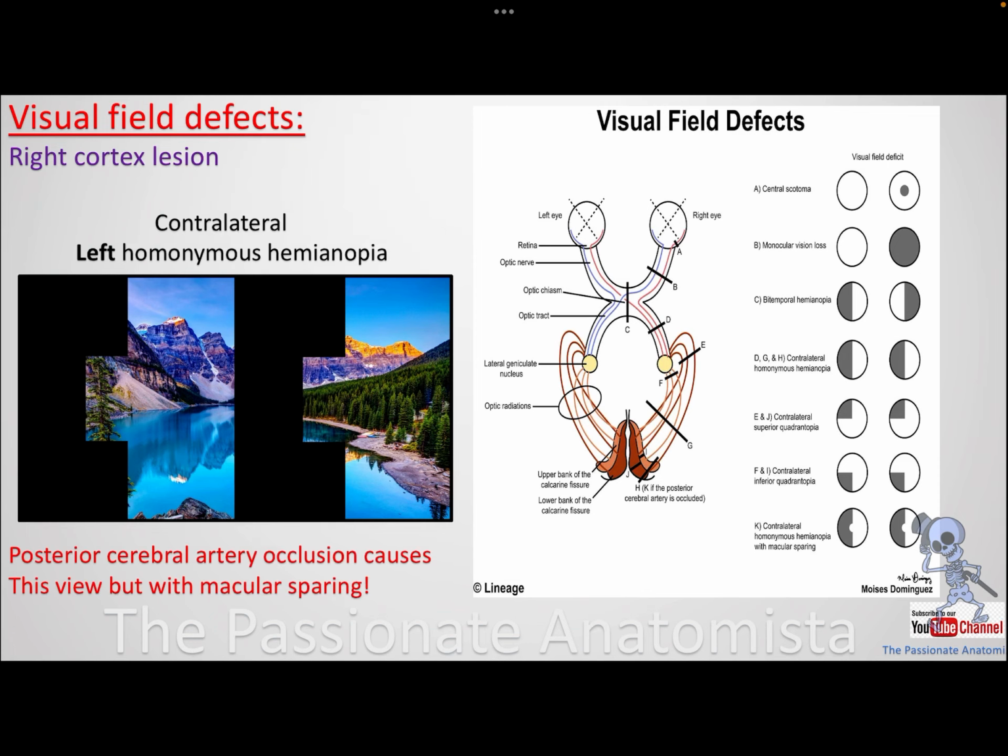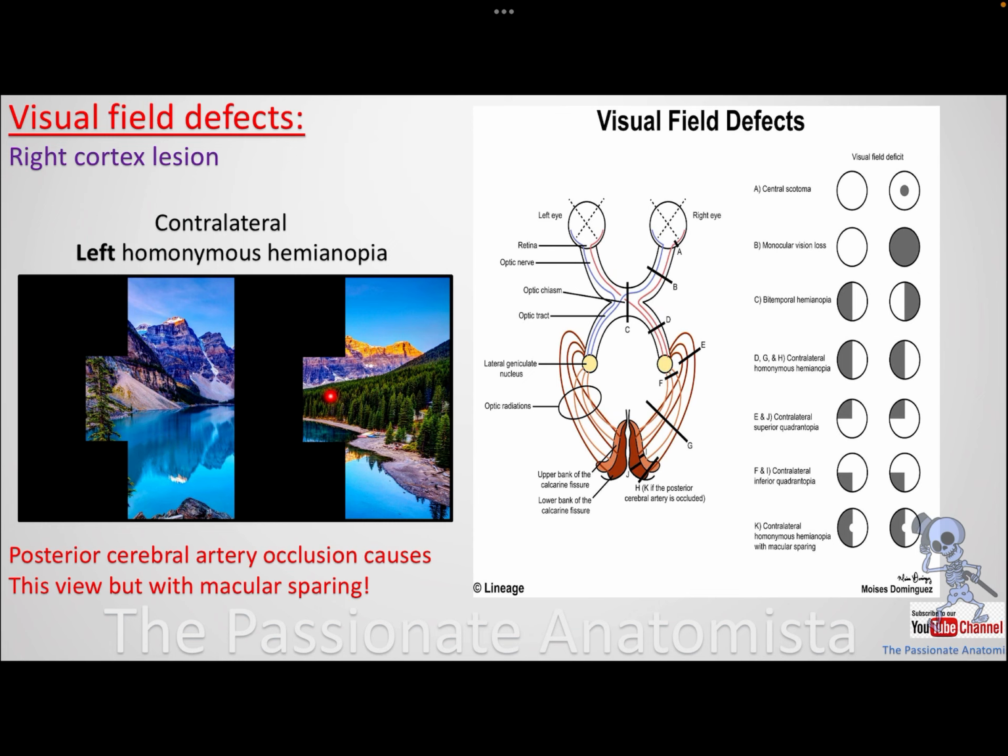Okay, guys? Now, what's going to happen if you have a right cortex lesion and that lesion is caused by the posterior cerebral artery? Okay, fine. We said that if we have a problem with the right cortex, then the left of everything is going to be lost. This is okay. However, the macula, you guys, the macula is going to be normal. Your macula is going to be fine, the fovea centralis, the area of central vision is going to be fine. So yes, you're going to lose everything on the left side of both eyes, but there will be macular sparing. Okay, the central vision is going to be fine.